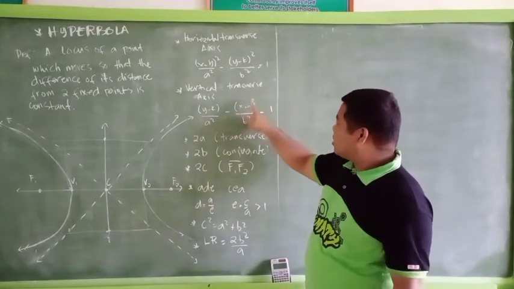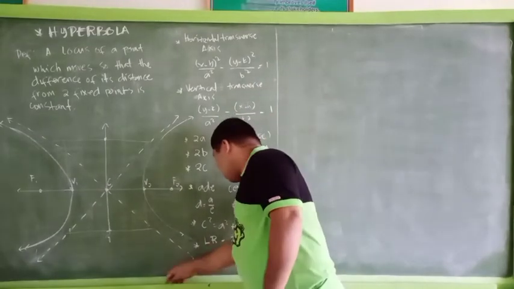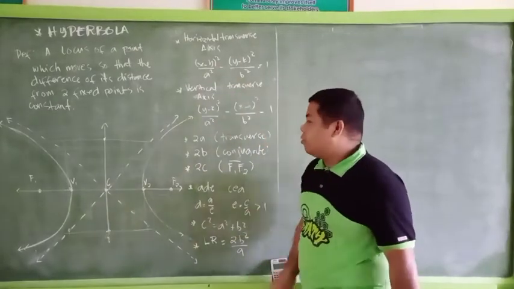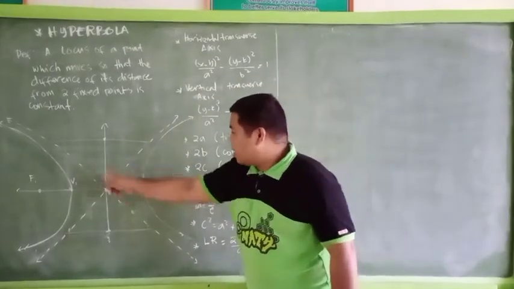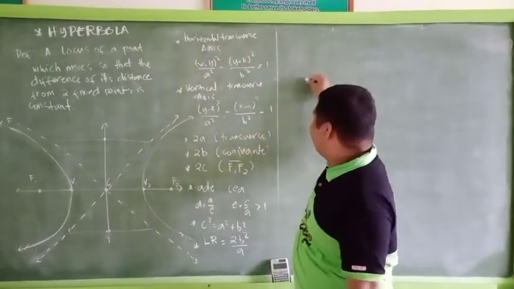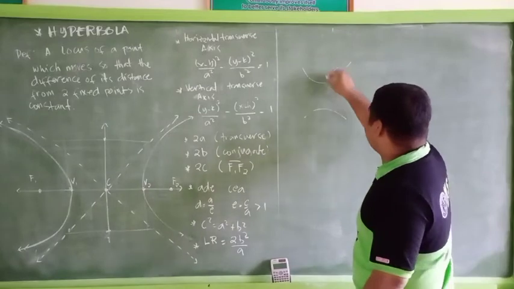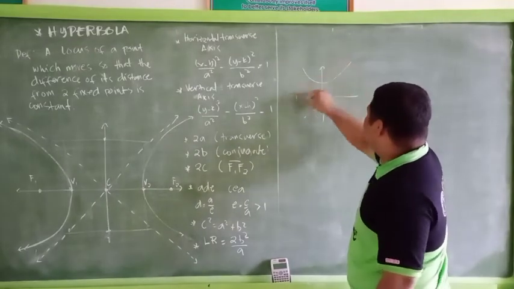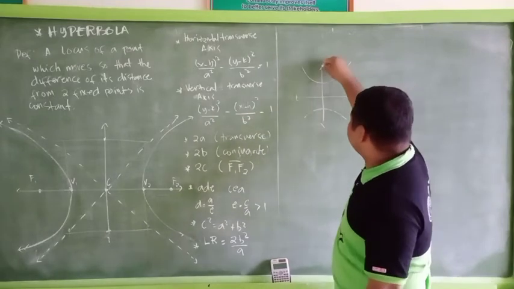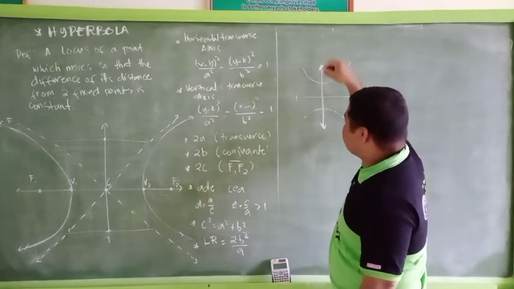Kung x squared naman yung negative, tapos yung orientation natin dito sa graph is para siyang patayo. So for this case, pahiga siya. Therefore, yung transverse axis natin is horizontal. Na kung ganito naman yung pagkakaplot ng parabola natin, patayo siya, then vertical yung transverse axis natin. Transverse axis natin is itong line na to.